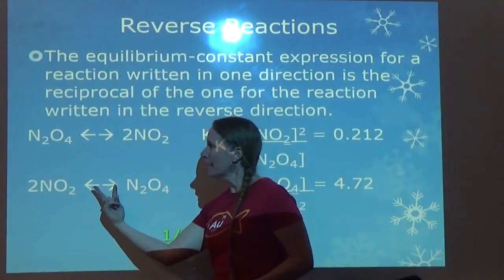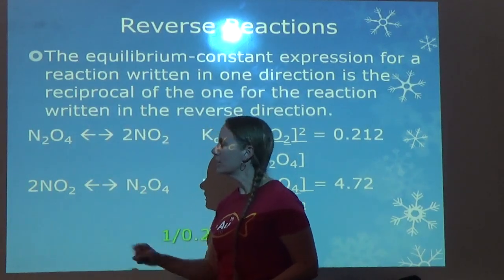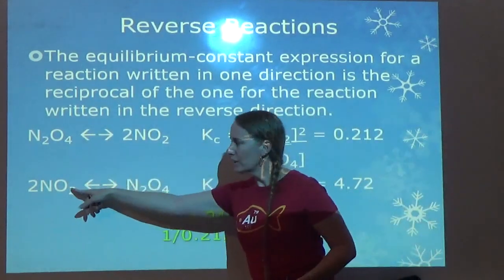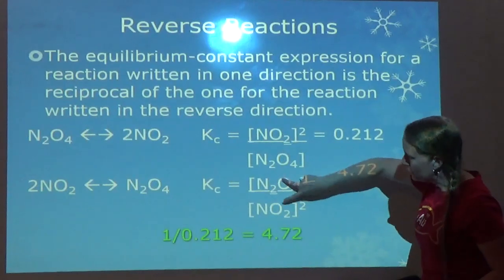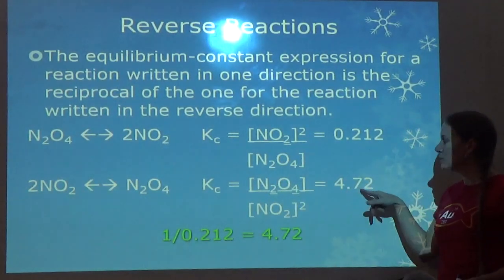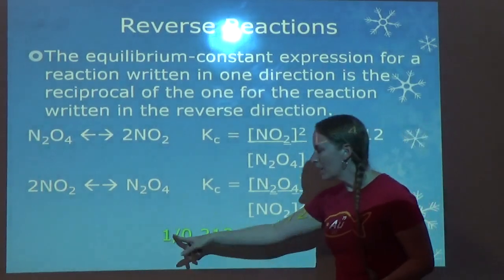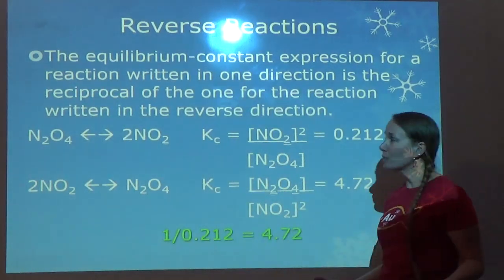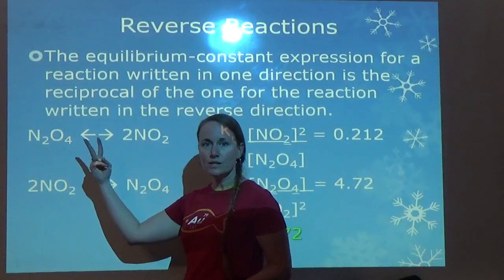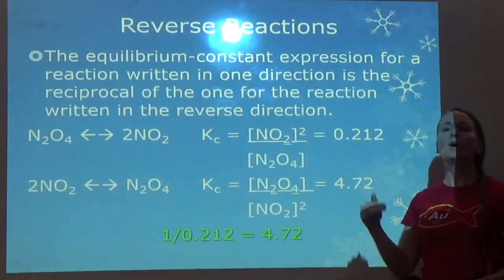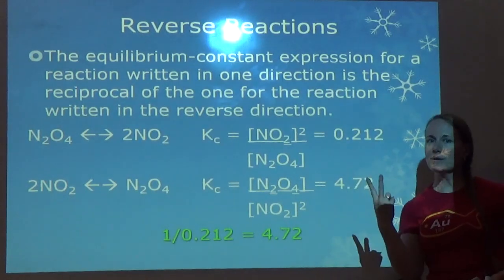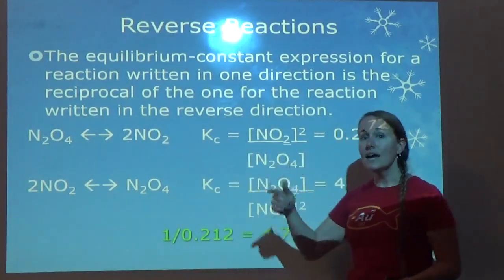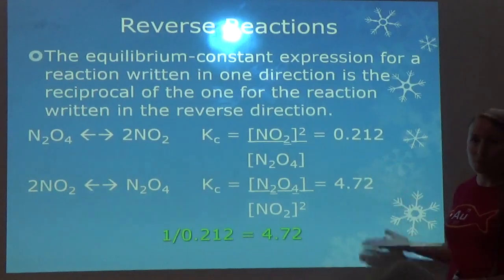Alright, if I flip the reaction, see how all I did was flip the reaction. Now Kc is N2O4 over NO2 squared. And then the Kc value is 4.72. Well, if you take 1 and divide it by 0.212, you get 4.72. So in other words, what we just proved is if you flip a reaction, you take the inverse of K, so you do 1 over. You know how in Hess's Law, if we flip a reaction, we change the sign of delta H? Well, if you flip a reaction for equilibrium, K becomes the inverse, so it's 1 over, or the reciprocal of K.